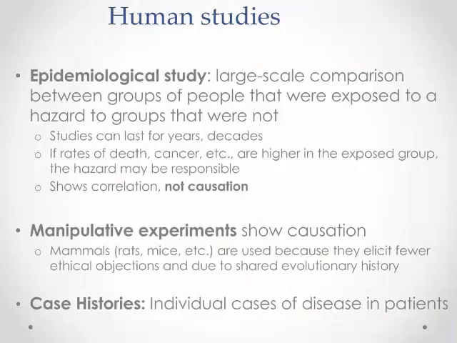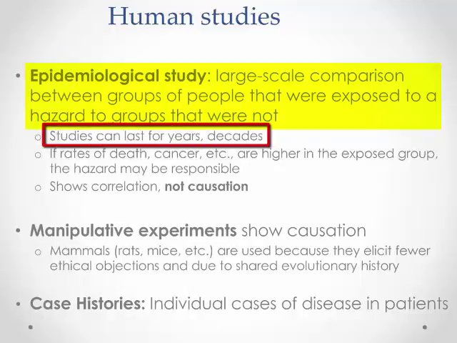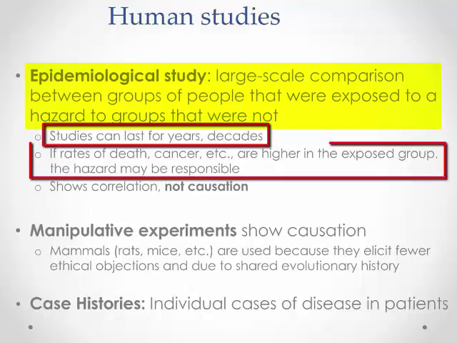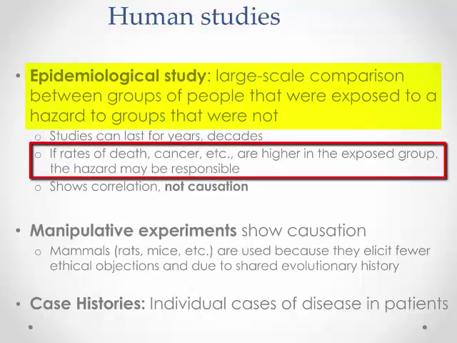To study human health, scientists use epidemiological studies. To do these studies, epidemiologists compare groups of people that were exposed to a hazard to groups that were not exposed and do so on a large scale. Epidemiological studies can last for years or decades. If rates of death, cancer, etc. are higher in the exposed group, the hazard may be responsible.